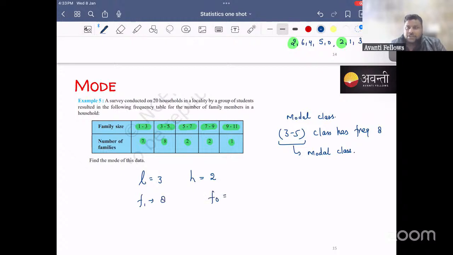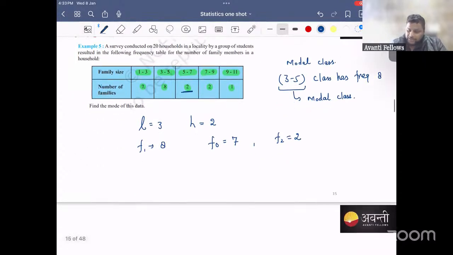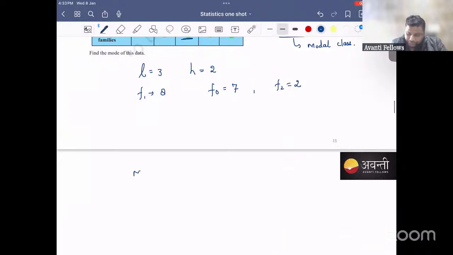F0 is what? Frequency of the class preceding the modal class. So it is 7. F2 is what? Frequency of the class succeeding the modal class, and that is 2. Now you have all the data. So mode is what? L plus F1 minus F0 upon 2F1 minus F0 minus F2, into H.